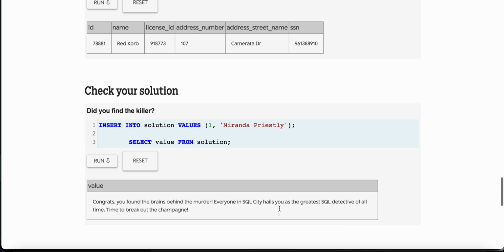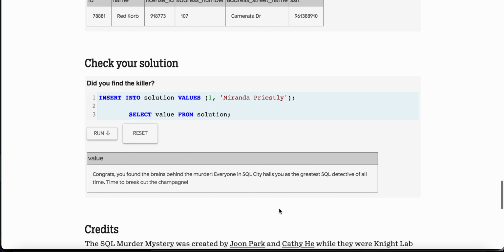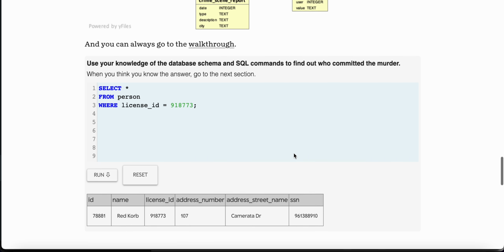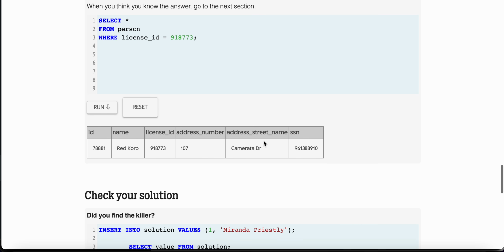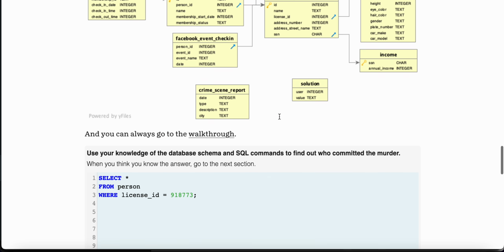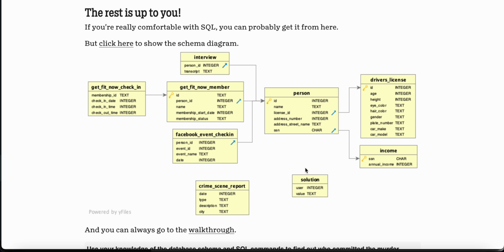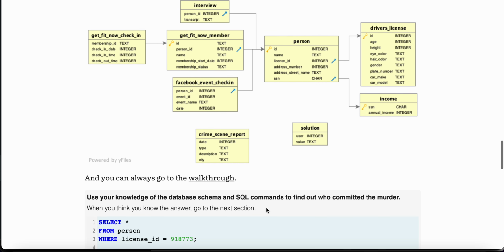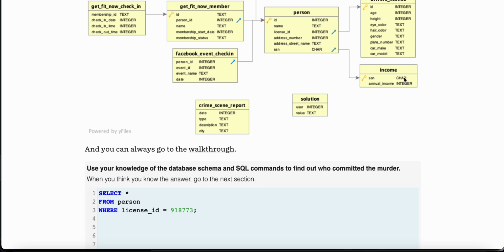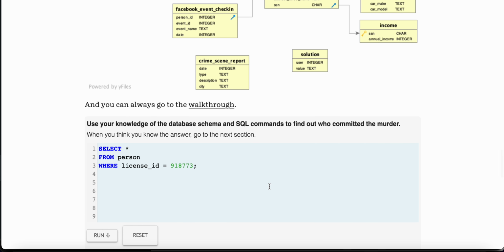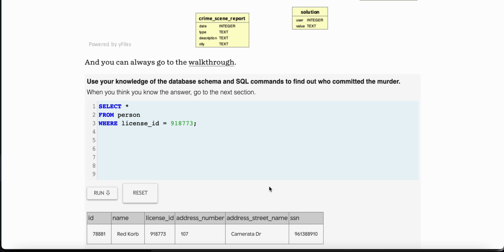Everyone in SQL City helps you. You're the greatest detective of all times. Amazing. So it is actually this woman, Miriam Presley, that asked Jeremy Bowers to murder the person. See how we use all these tables together. So if you further want to probe, remember the testimony of Jeremy Bowers said that the person has lots of money. So you can come here and check the annual income. Since we have this SSN, you can just check what the annual income is. But this is exactly how to solve this SQL game.